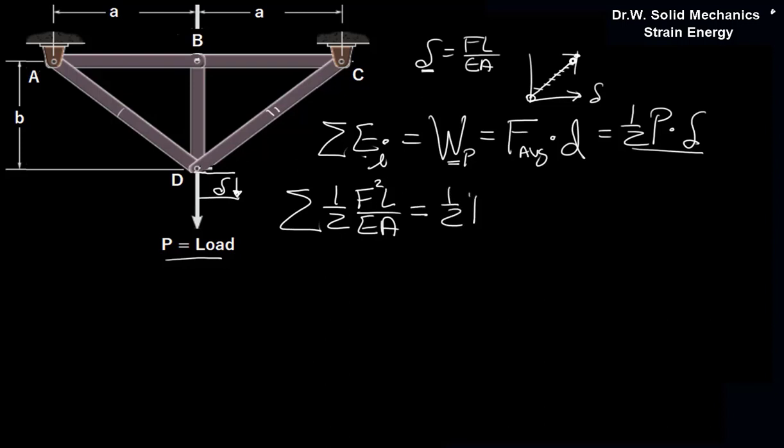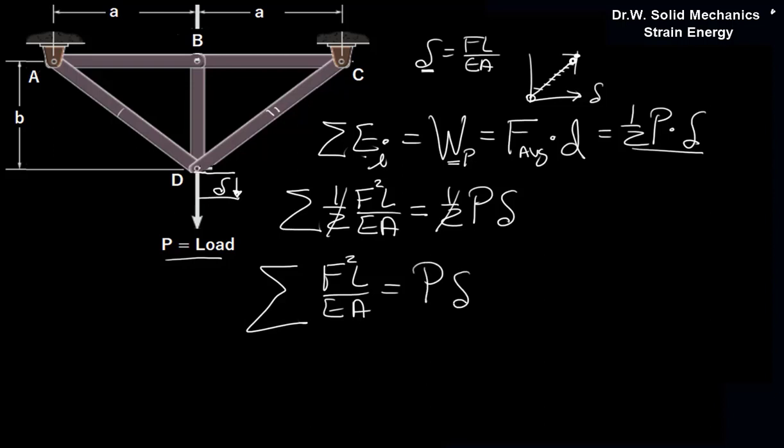So we end up with 1/2 P times deflection, and you can cancel out the 1/2s if you like, and we get an extremely useful equation that the sum of F squared L on EA is equal to P times the deflection.